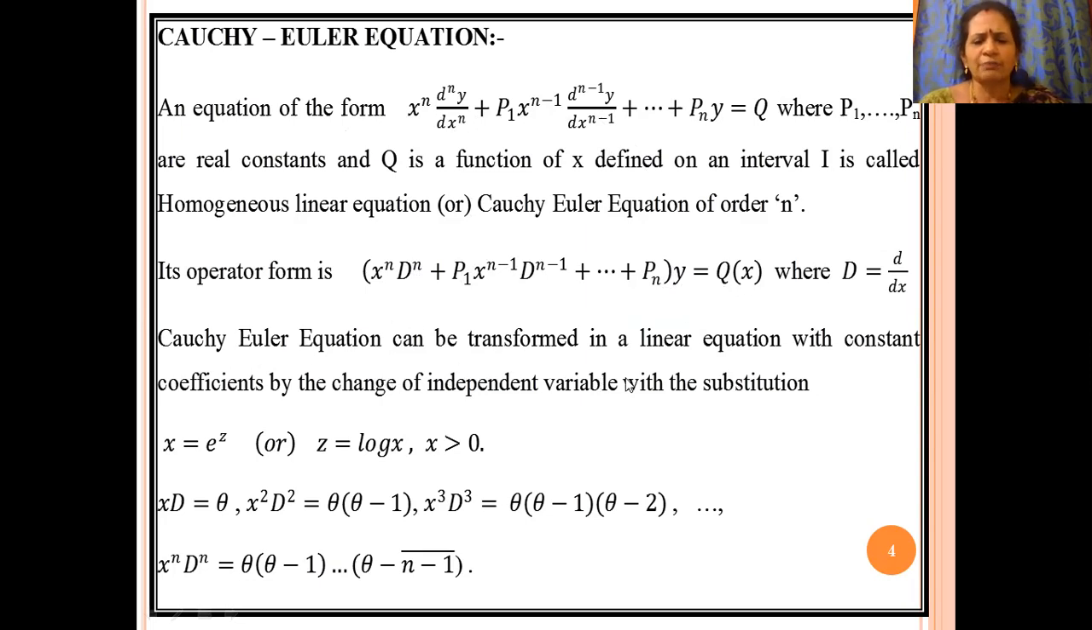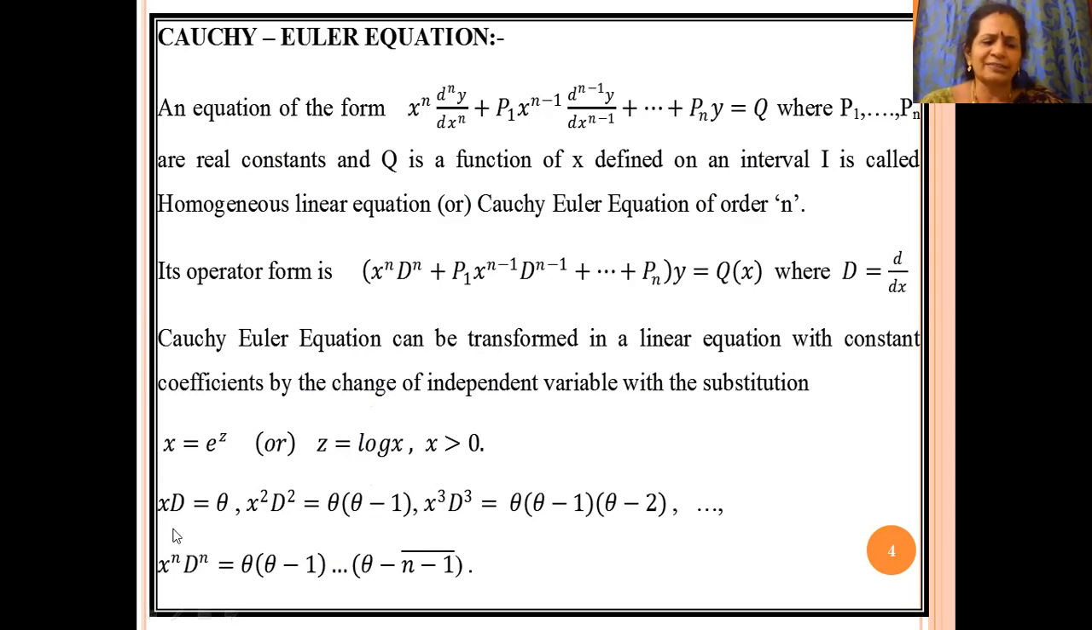A Cauchy-Euler equation can be transformed into a linear equation with constant coefficients by a change of independent variable with the substitution. These are the substitutions in the Cauchy-Euler equation. So we are going to substitute these values. x is equal to e power z, or if we apply the log on both sides, we get z is equal to log x for every x strictly greater than 0. Equality is not there, just strictly greater than 0.